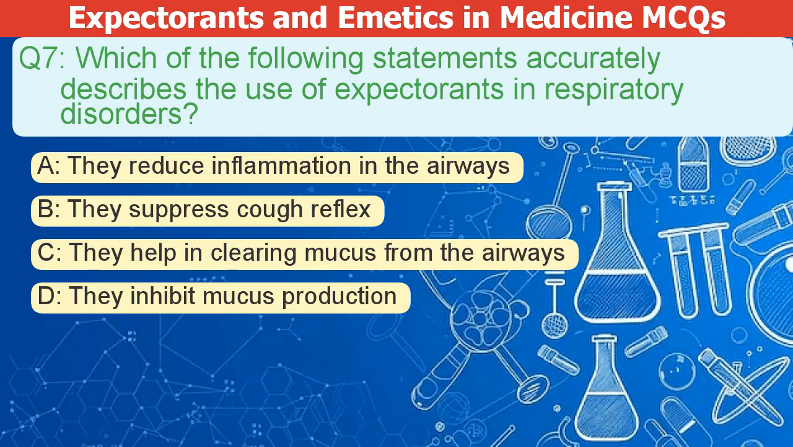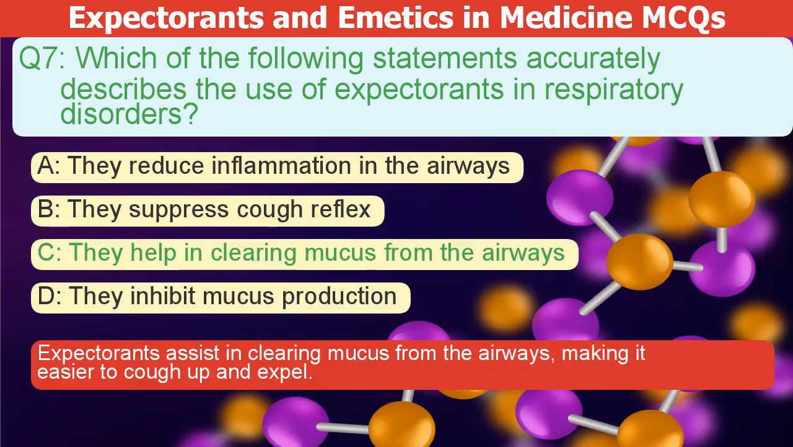Which of the following statements accurately describes the use of expectorants in respiratory disorders? A. They reduce inflammation in the airways. B. They suppress cough reflex. C. They help in clearing mucus from the airways. D. They inhibit mucus production. The correct answer is C. Expectorants help clear mucus from your airways, making it easier to cough up and expel.